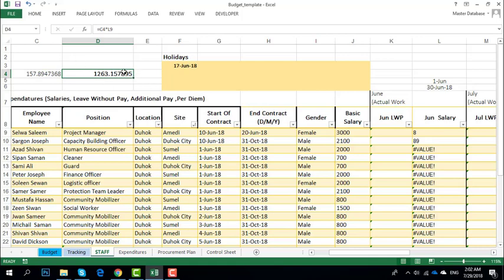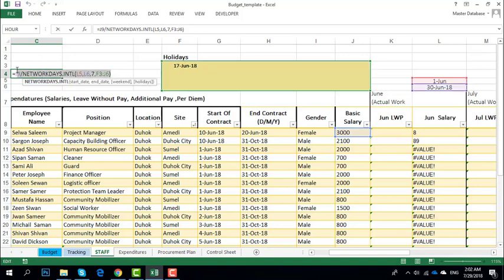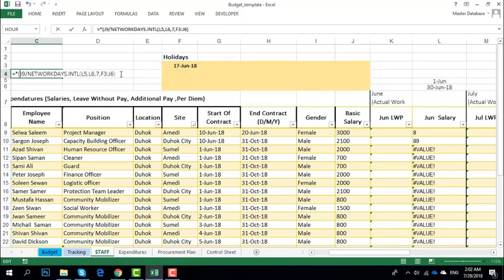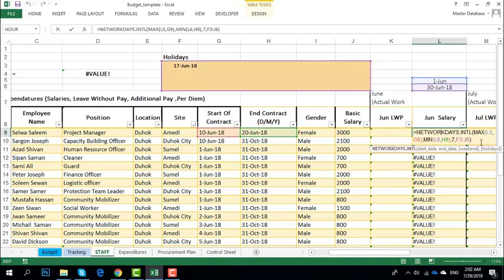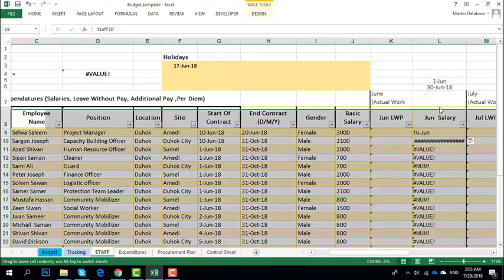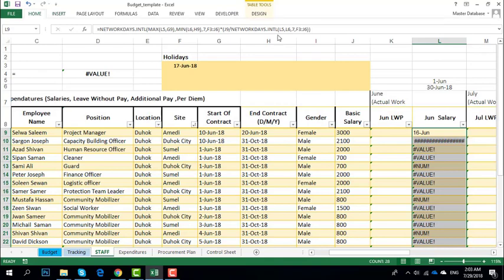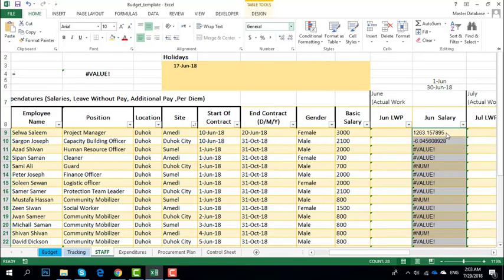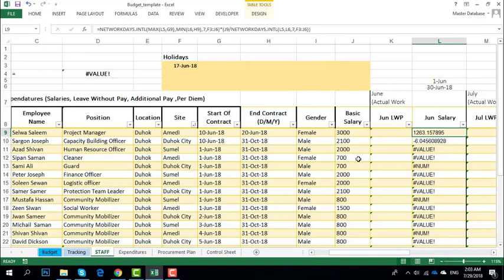But I don't want to have many of them here. I'll just calculate both of them in one formula. That's why I cut it, sorry, I come here and paste here. Again, we are with the formatting. You need to make it general. You see the salary? Nice.